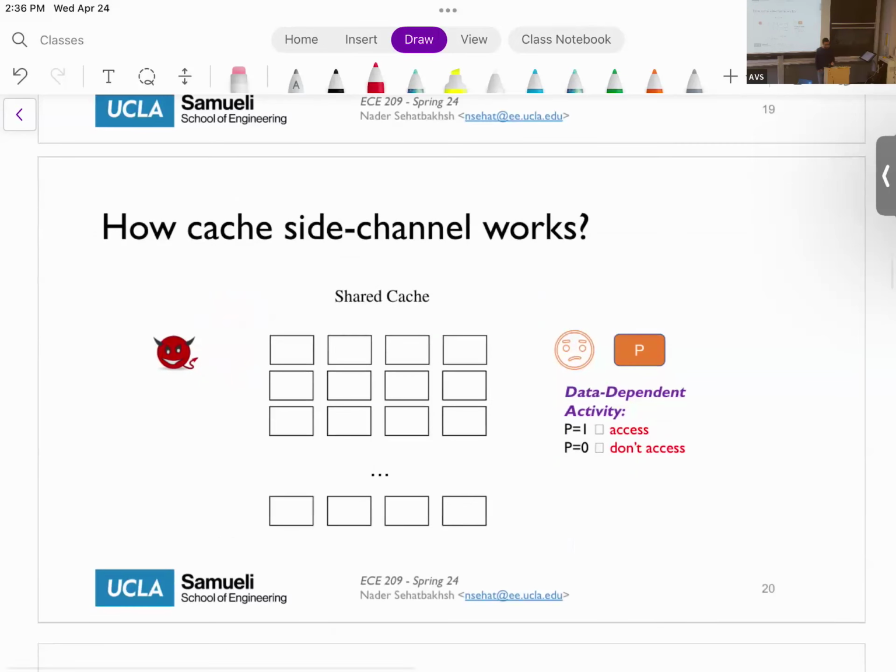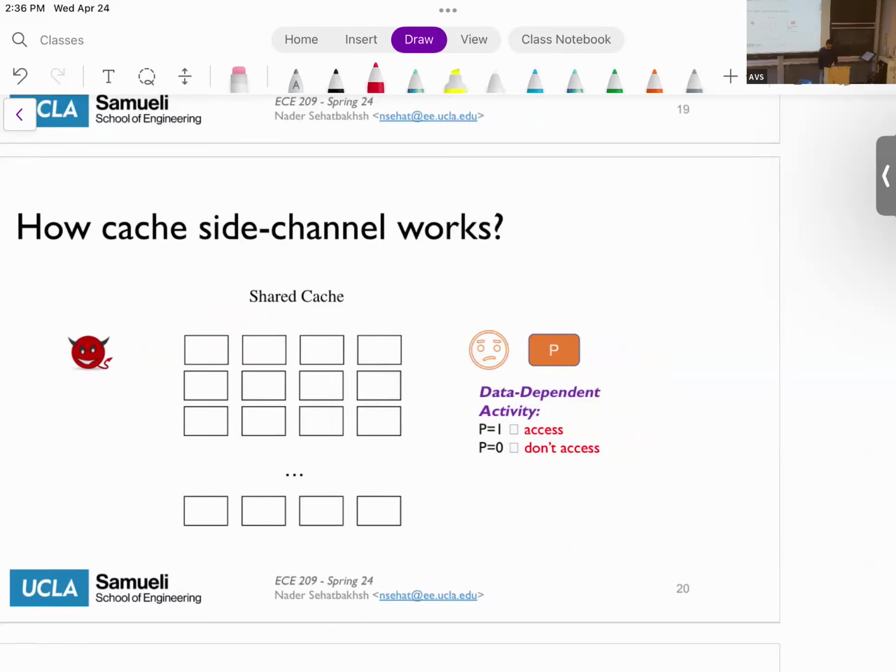Let's see how. Let's say that we have this data-dependent activity where, based on the data, let's say the value secret, that could be either 0 or 1. I'm actually going to show you real code, but for now, let's say that the secret could be either 0 or 1. Now let's say that if secret is 1, we're going to access the cache. And again, I'm going to show you a code example that works exactly like this. And if the secret is 0, we don't access the cache. This is a simple problem where the victim, based on some value, may or may not decide to access the cache.